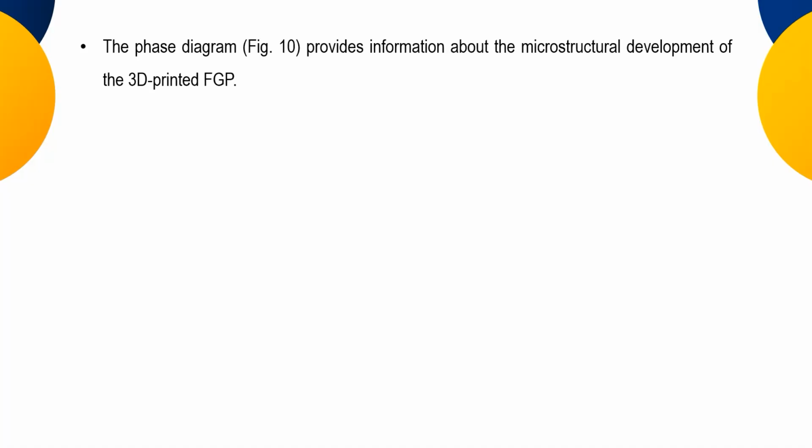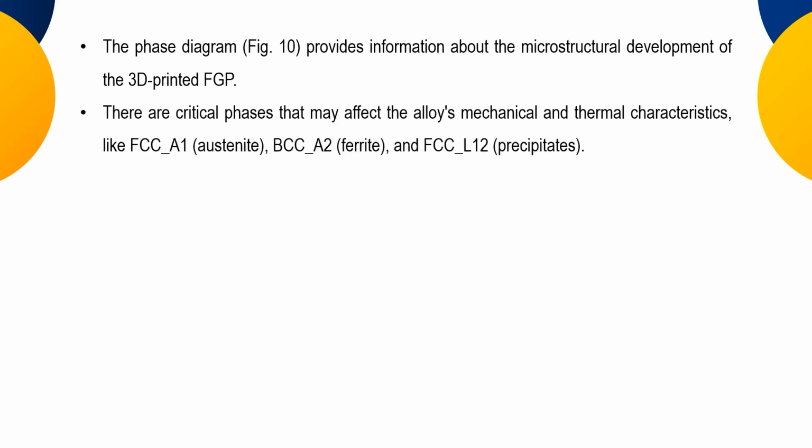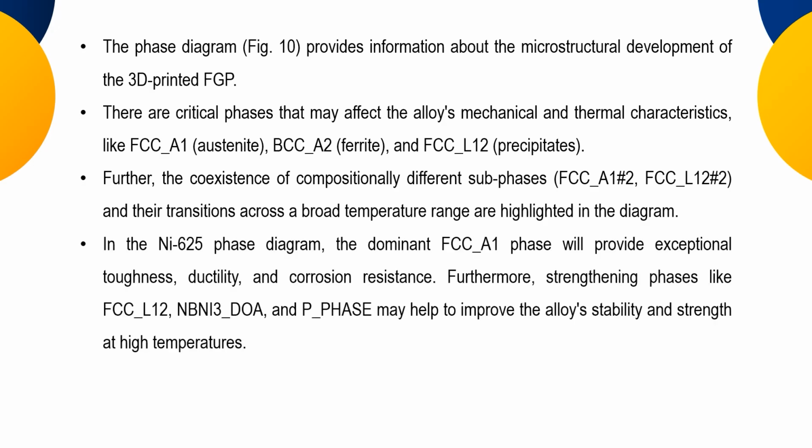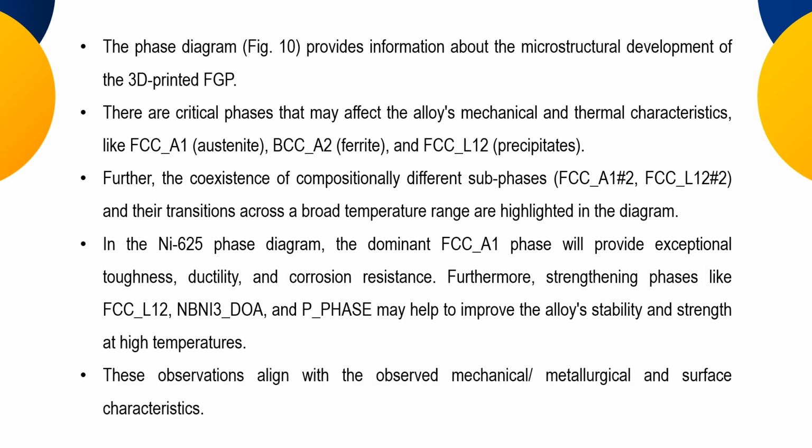So there are some critical phases that may affect the mechanical and thermal characteristics, like FCC, which is an austenite phase, and BCC, which is a ferrite phase, then FCC L12, which are some precipitates. In some cases the coexistence of compositionally different subphases like FCC A1, FCC L12, and their transition across the broad temperature range are of course available from this diagram.